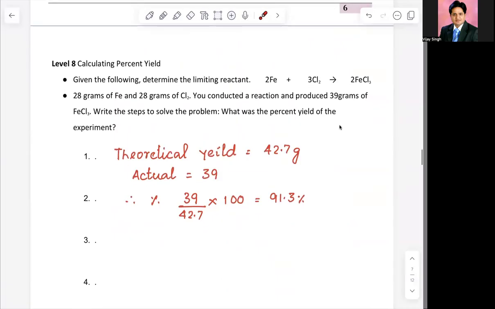Now, the question is, what was the percentage yield? Once you have the theoretical yield and the actual yield, your actual yield is 39 grams. So you have 39 divided by 42.7 multiplied by 100, and that gives you your percentage yield. That's 91.3%. So your answer is 91.3%.